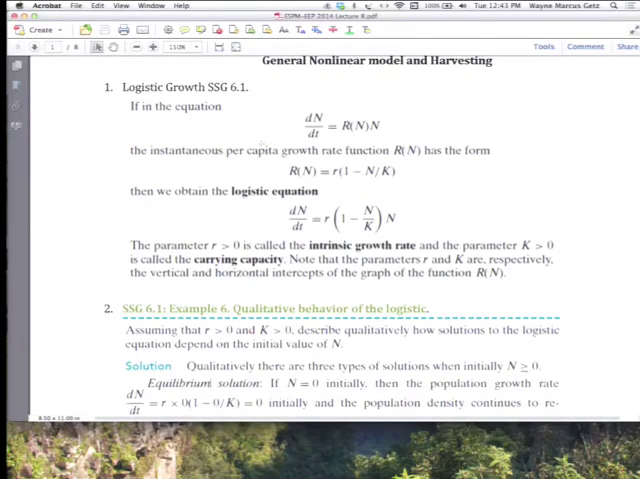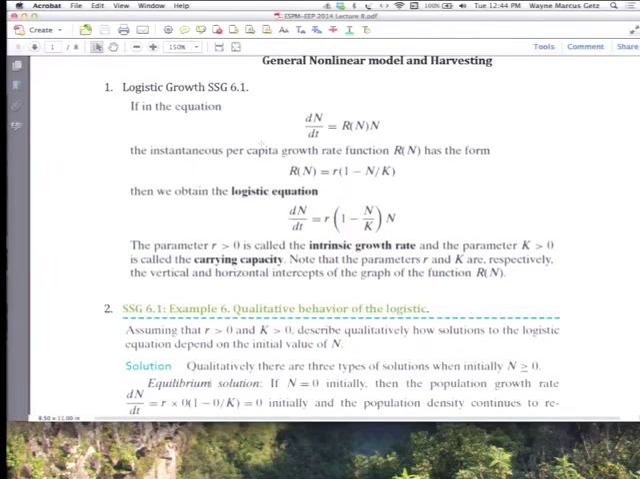Now, if you remember, one of the models we had was a model where we've got some constant r, I'm going to write capital R here, times n. And that would be exponential growth if r was greater than 1, and exponential decay if r was less than 1. But now we're going to talk about the case where r itself is some function of n. In particular, we're going to have the simple case where r as a function of n is equal to little r times 1 minus n upon k.